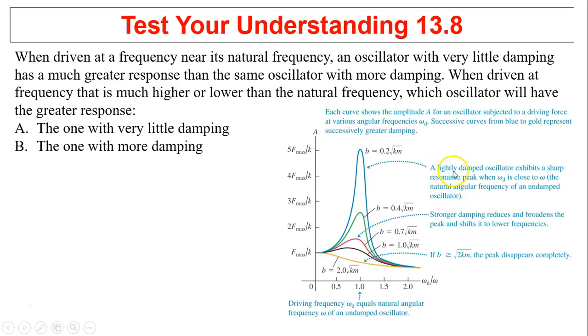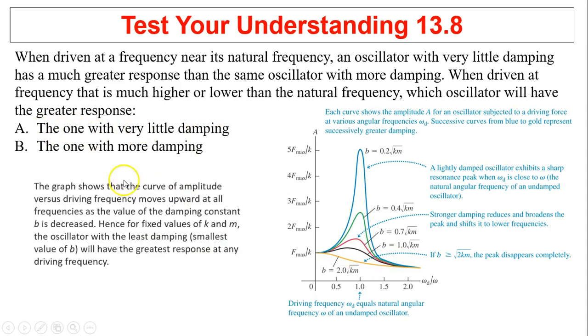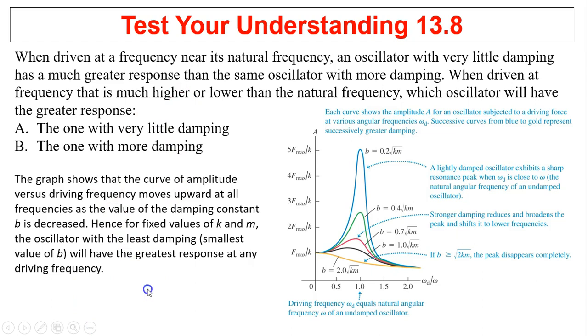The blue one is a lightly damped oscillator, and the black one is a more damped oscillator. As you can see, it doesn't matter whether the frequency is high or low. The lightly damped oscillator always has a greater response. So the one with very little damping has a greater response.